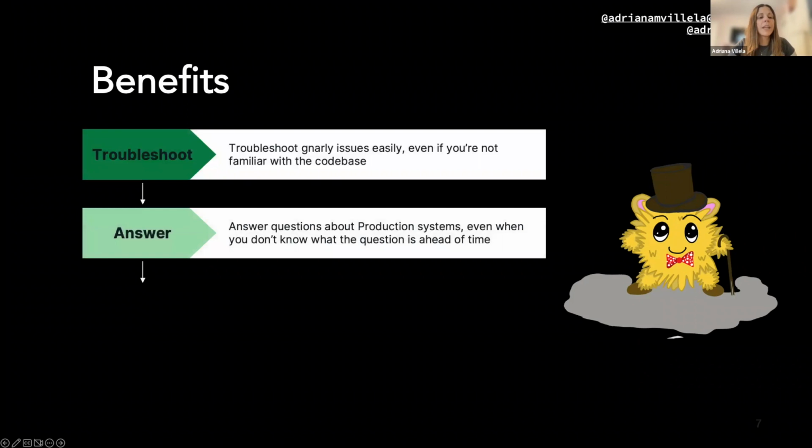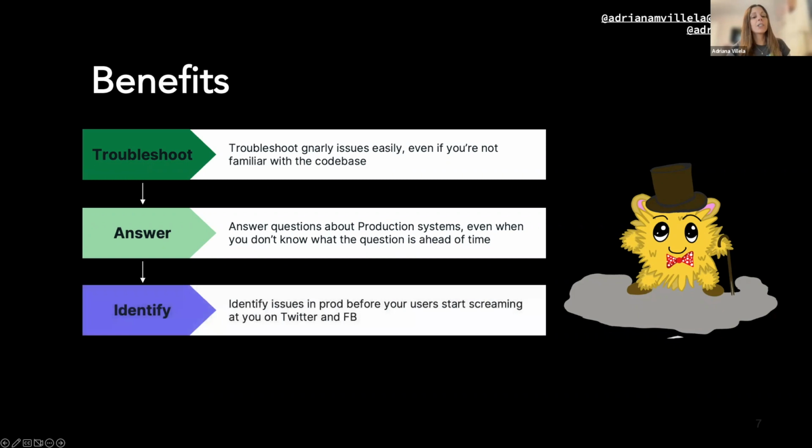It also allows you to answer questions about production systems, even when you don't know what the question is ahead of time. And this is super useful because sometimes users do things in ways that are completely unpredictable. So we don't always have an inkling as to what's going on. Oh yeah, I've seen this problem. I know how to solve that. No, sometimes you've not seen the problem. You have no freaking clue what's going on. Observability gives you the information so you can follow the breadcrumbs to answer the question, why is this happening? And then finally, it allows you to identify issues in production before your users start screaming at you on social media, which is always a bonus.